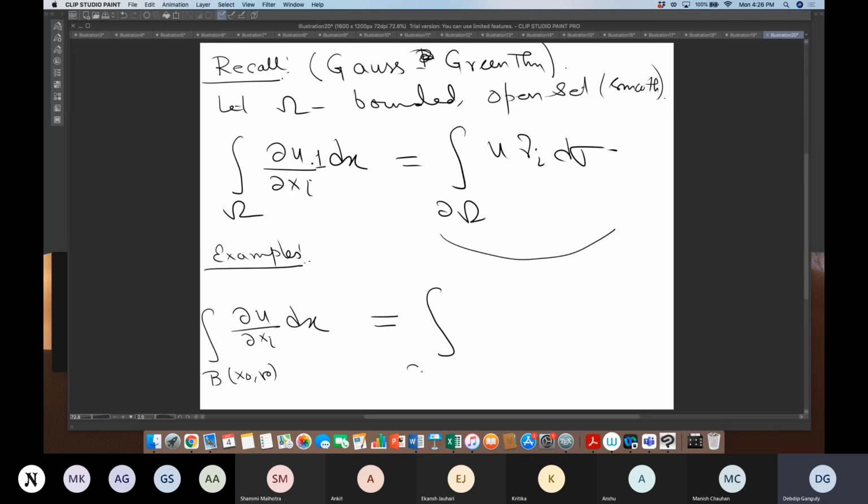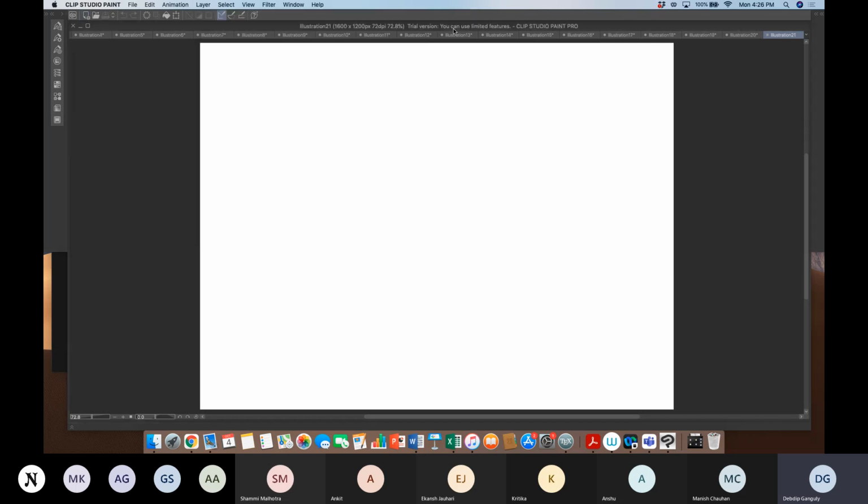This is del B(x, r), and u is there. What is the unit normal? It is (ξ_i minus x_0 i)/r, the i-th component, because I have taken r dσ. Now here I have used the gradient of u.